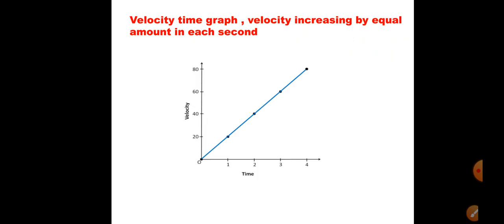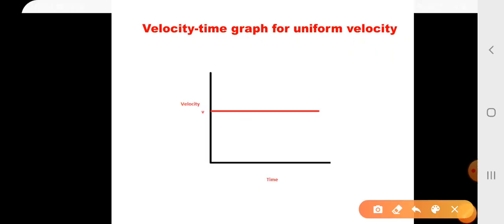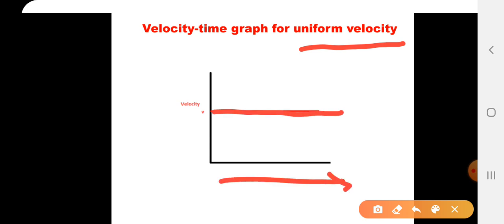Because it is a uniform velocity. Uniform velocity means velocity is not changing, velocity is constant. Okay, it is not increasing, not decreasing, it is constant velocity. For example, a body is moving with a velocity 10 meter per second, it remains with the same velocity even though time is increasing. Now why is it a parallel line to the time axis? Because time is increasing but velocity remains constant.